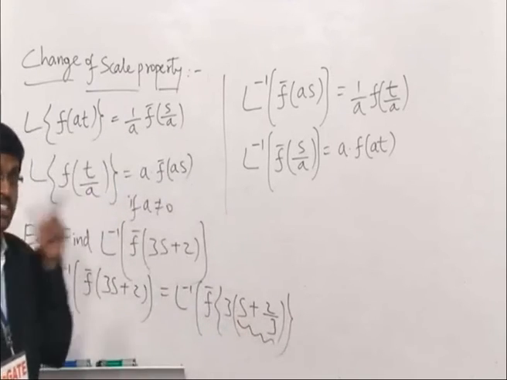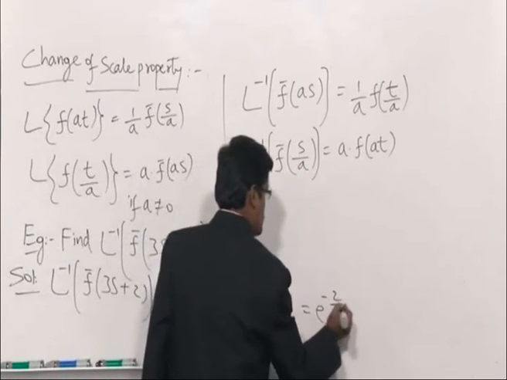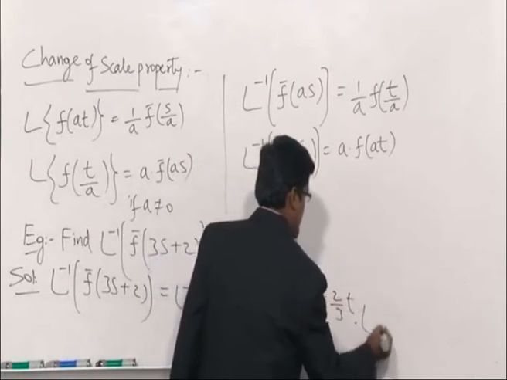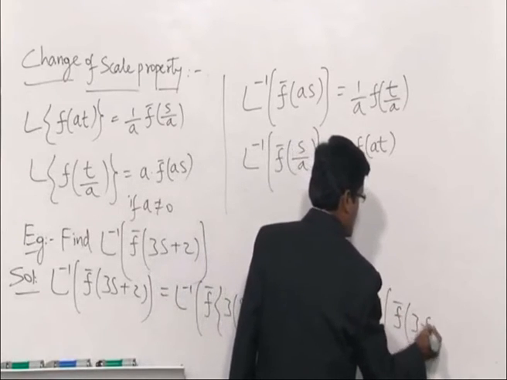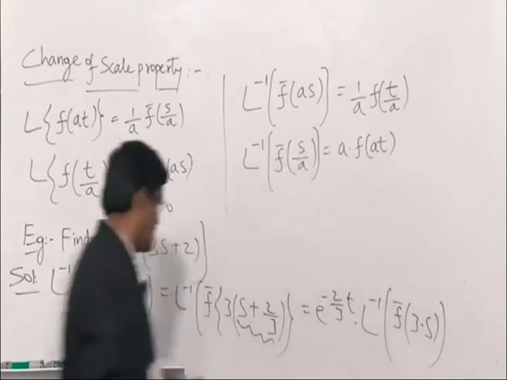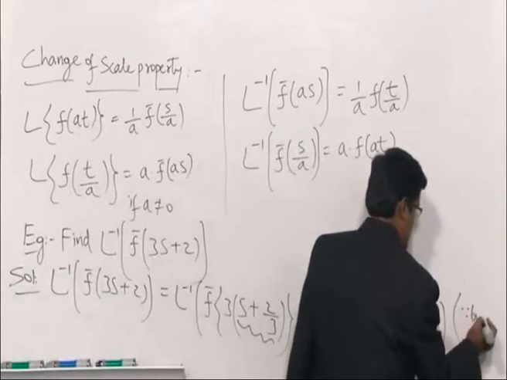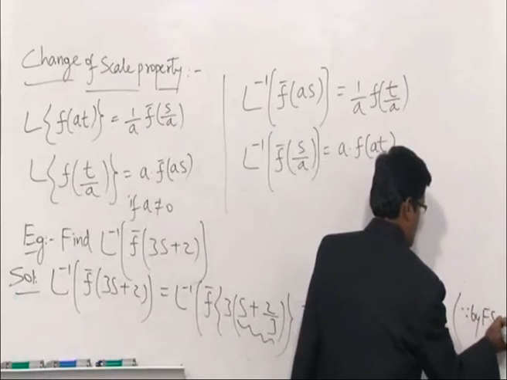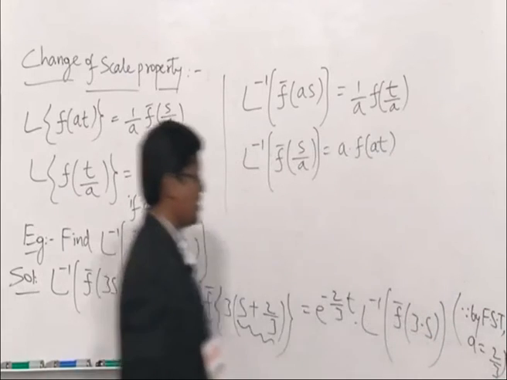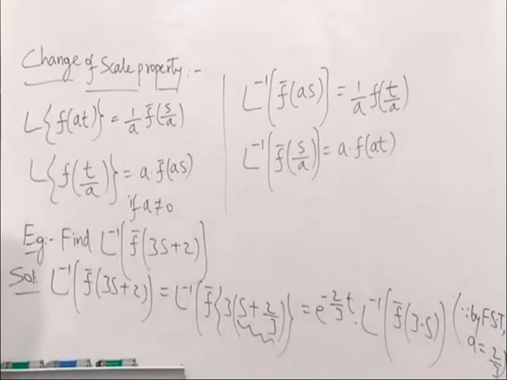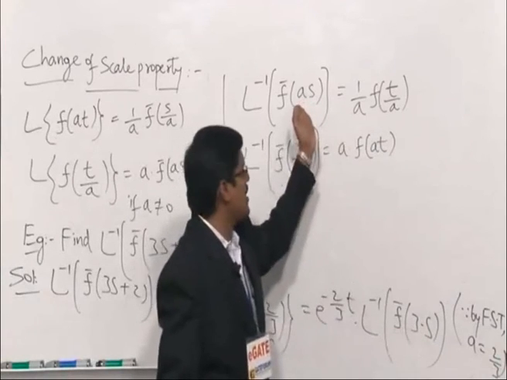First of all, comparing with the first shifting theorem, a is equal to 2 over 3. E power minus 2 by 3 times t, L inverse f bar of, then s plus a is replaced by s, since by the first shifting theorem a is equal to 2 by 3. That is the property I first applied in inverse. Now it is in the form of L inverse of f bar of As, where A is equal to 3.